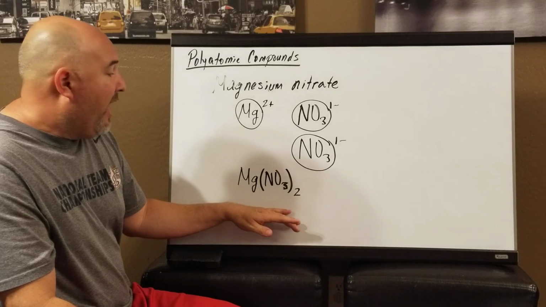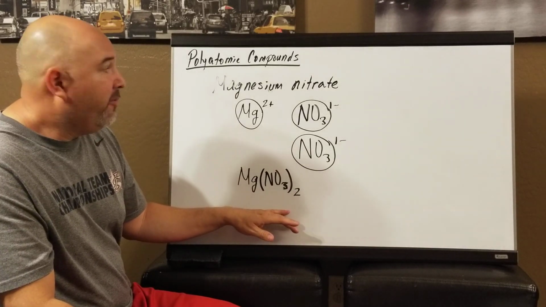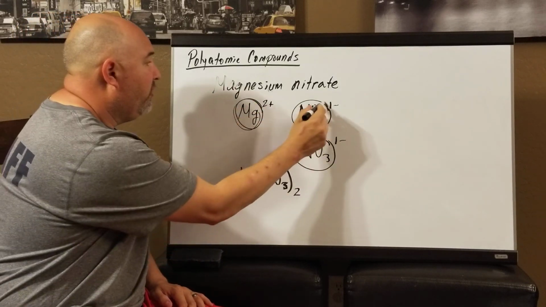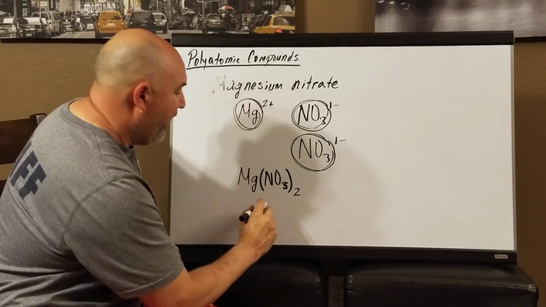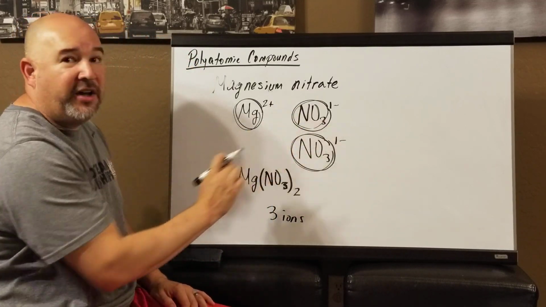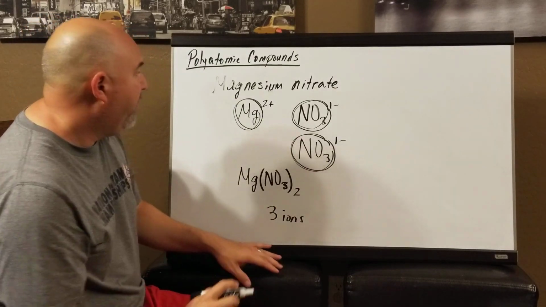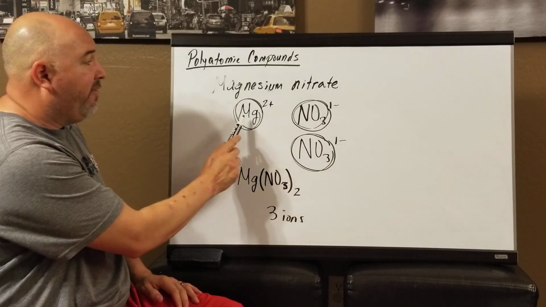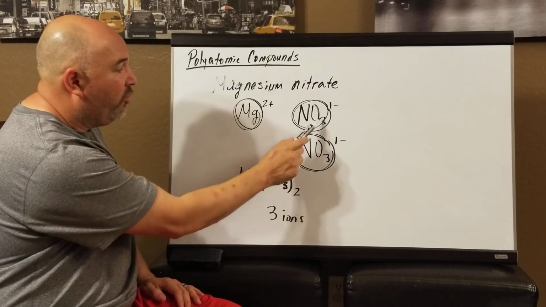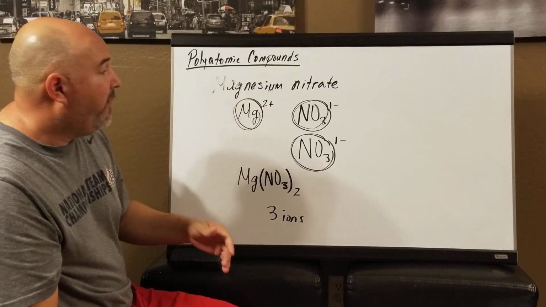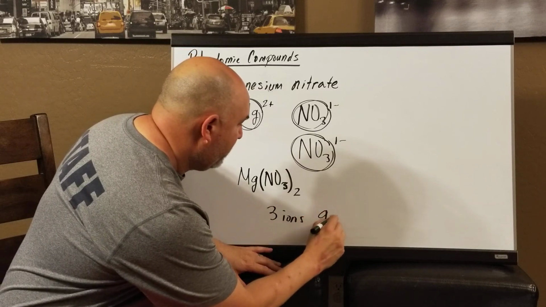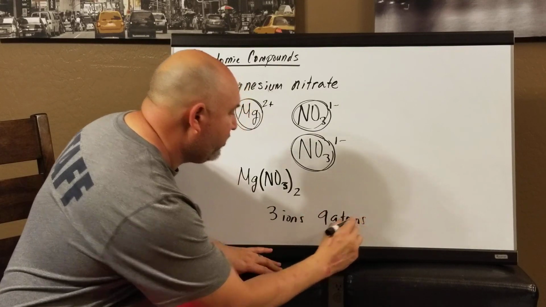Now, on one of the worksheets that I have up online, it asks you, when you get to this formula, how many ions do you have and how many atoms do you have? When it's asking about the ions, we have 1 ion, 2 ions, 3 ions. We have 1 magnesium ion and we have 2 nitrate ions. But if we count the atoms, look how many atoms I have. I have a magnesium, I have 2 nitrogens, 1 from each of the nitrates, and I have a total of 6 oxygens. So if I count my number of atoms, I have 6, 7, 8, 9 atoms.